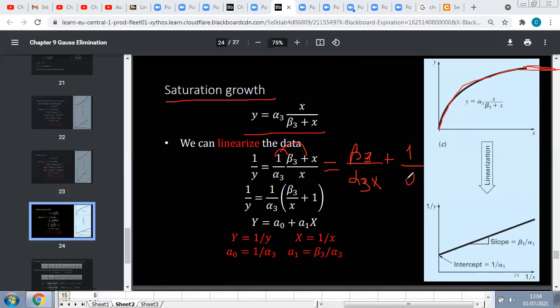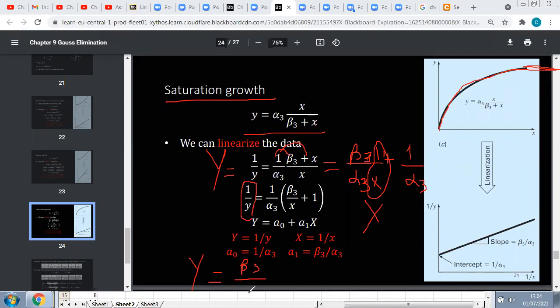So now if I look at this expression, I can say that if I define big Y as 1 over y, and I define 1 over x as big X, then I will obtain a linear equation of the form big Y equals beta 3 over alpha 3 times big X plus 1 over alpha 3. So my coefficient A1, once I get it, will be equal to beta 3 over alpha 3. And my coefficient A0 is equivalent to 1 over alpha 3.